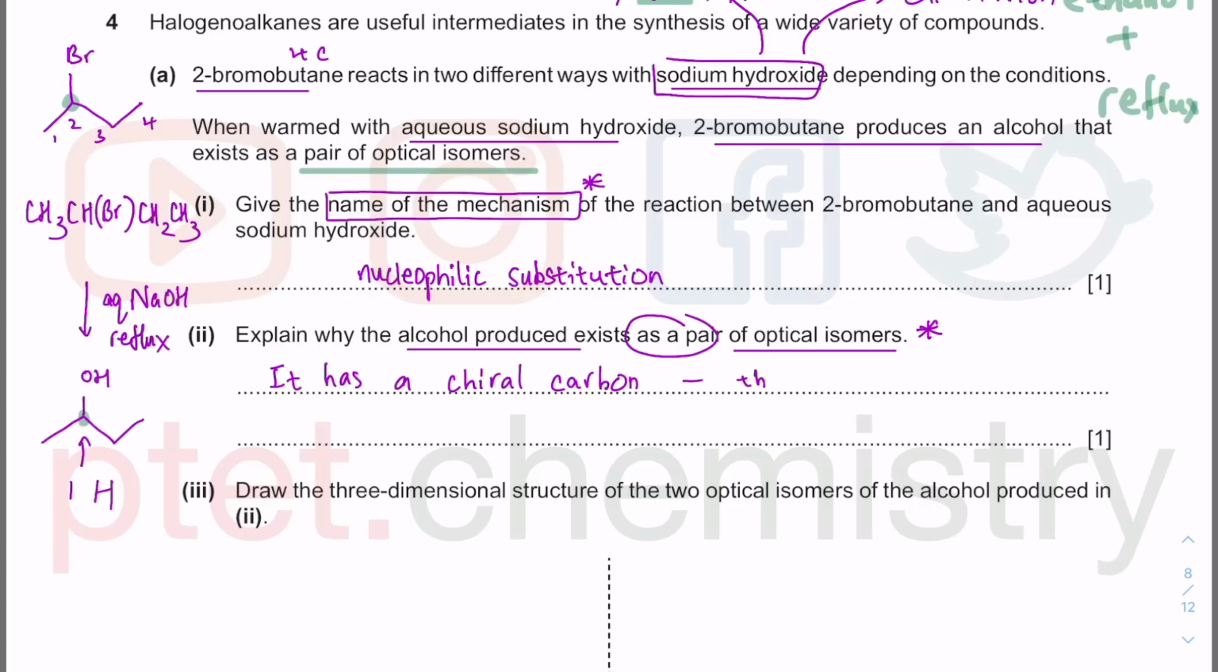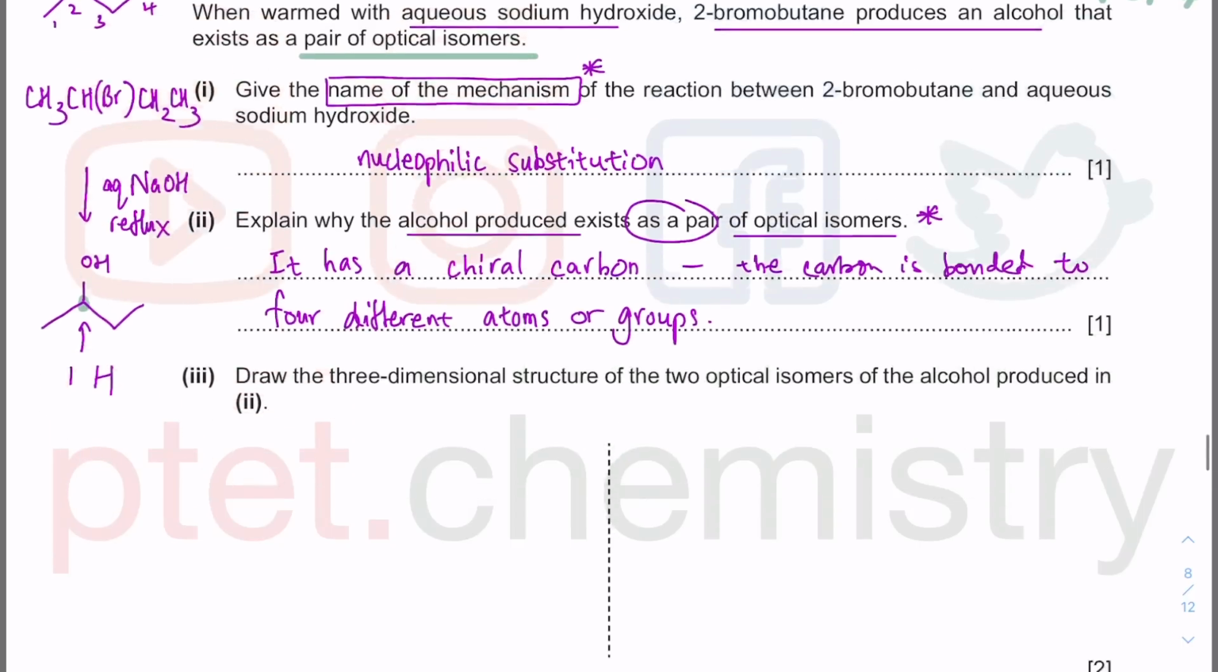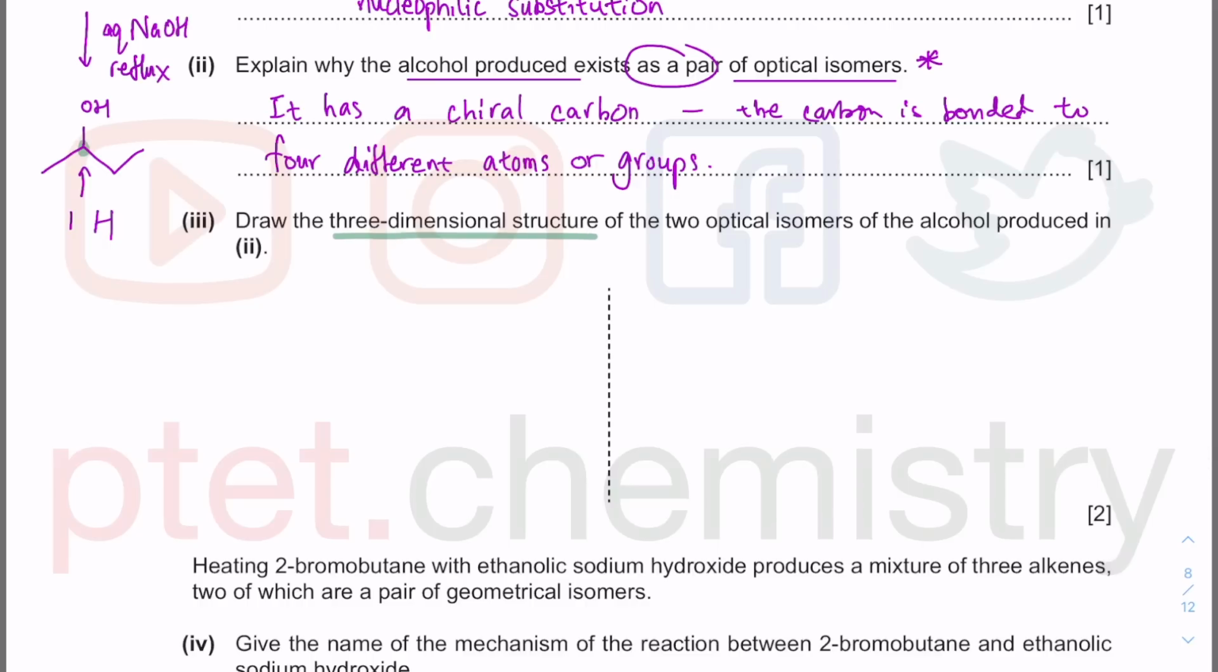So that means the carbon there is bonded to 4 different atoms or groups. It's not always just atoms. In this case, you have a hydrogen atom, but you also have groups of atoms like the alkyl, like the OH, etc. This kind of question always tries to give you some free marks. Now the 3-dimensional structure. We know that carbon forms 4 bonds, that is an sp3 carbon, 4 bond pairs and 0 lone pairs. So the 4 bond pairs repel equally, and you get tetrahedral geometry. And tetrahedral geometry is 109.5 degrees.